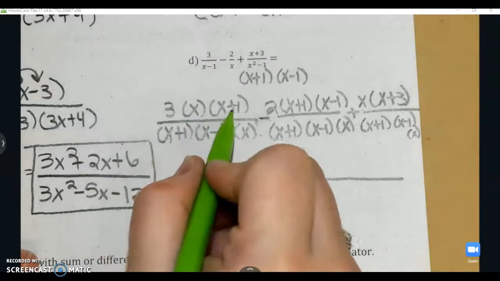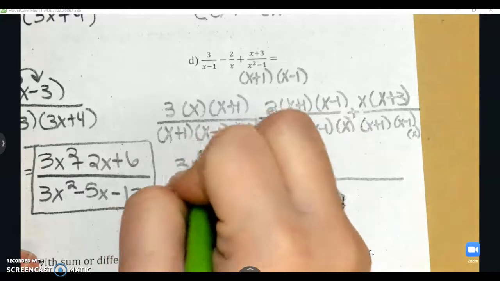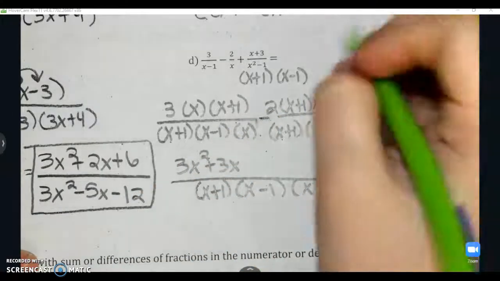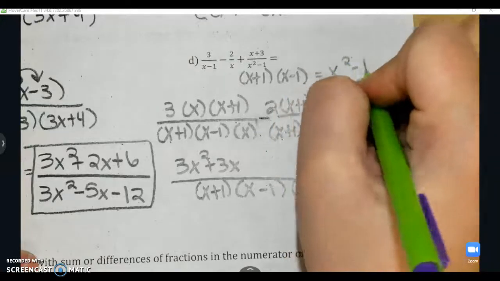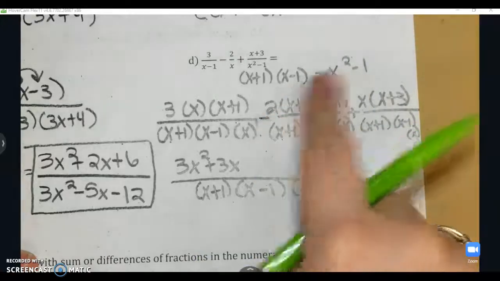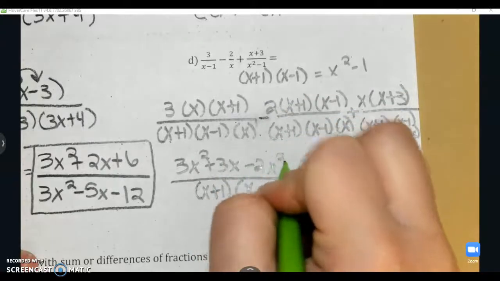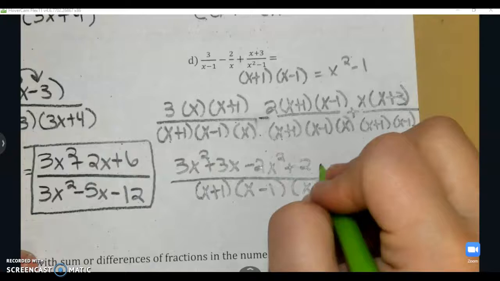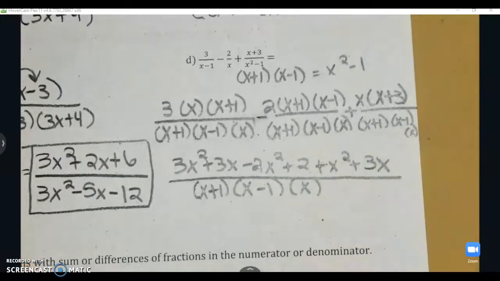So this is going to be 3x distributed into the x plus 1, so that's going to give me 3x squared plus 3x. We know that x plus 1 times x minus 1 gives us x squared minus 1. So negative 2 times x squared minus 1 is going to give us negative 2x squared plus 2. And then lastly, distributing that x into x plus 3 is going to give me x squared plus 3x.